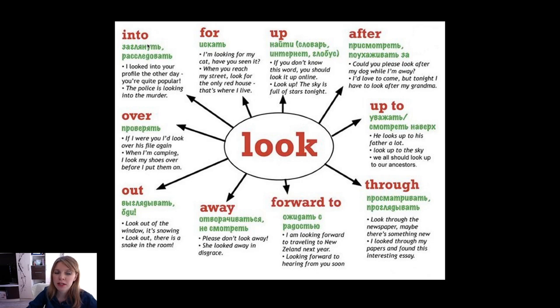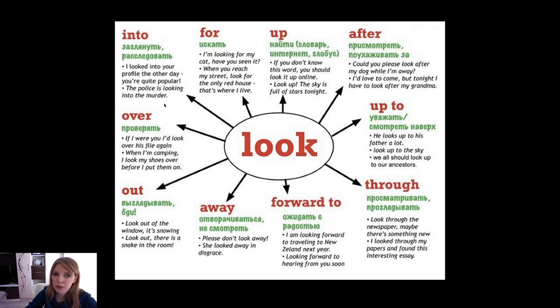У фразового глагола look into будет два значения. Во-первых, заглянуть, да, непосредственно. Look into something. I looked into your profile the other day. You're quite popular. Я заглянул в твой профиль. And another meaning is the following. Расследовать or investigate something. The police is looking into the murder. Полиция расследует убийство.